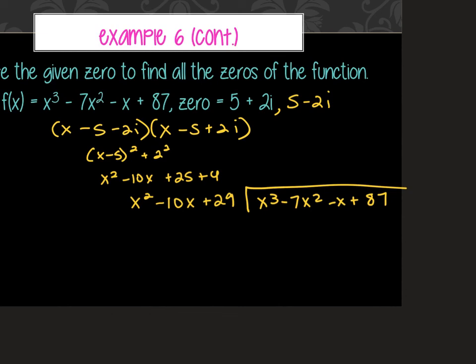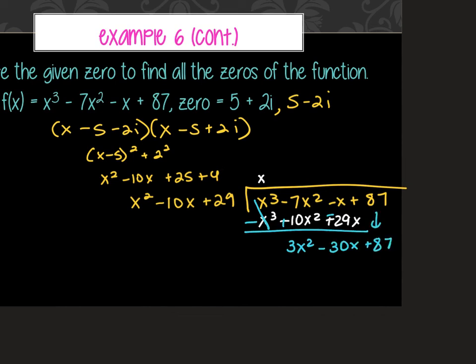Once you have it set up, then you just use synthetic or long division to divide. So I'd have to multiply by x here. It'd be x to the third minus 10x squared plus 29x. Change your signs. I get 3x squared minus 30x plus 87. Multiply by 3, 3x squared minus 30x plus 87. Change your signs. Cancels. Again, your remainder should be 0.